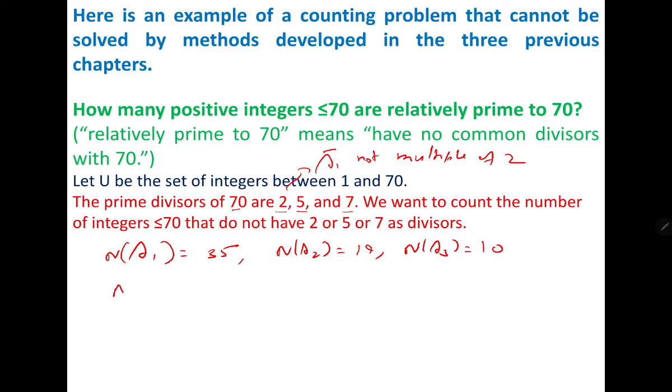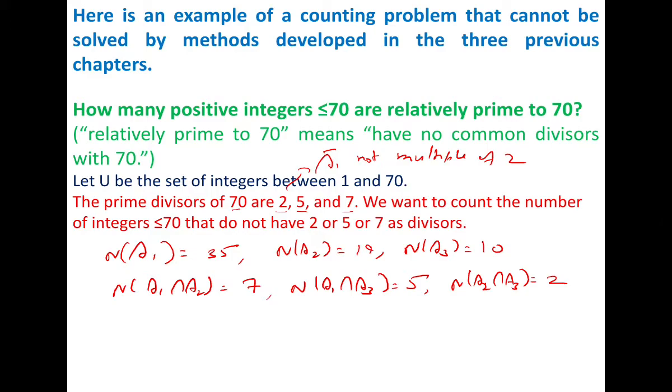Similarly, I can write down n of A1 intersection A2, which is multiples of 2 and 5, which means multiples of 10. So there are 7 multiples of 10 till 70. N of A1 intersection A3, multiples of 2 and 7, which means multiples of 14, which are 5. And A2 intersection A3, multiples of 7 and 5, which is multiples of 35, which are 2. Yes, and the multiple of 2, 5 and 7, which is 70 only, A1 intersection A2 intersection A3, which is 1, there is only one number.